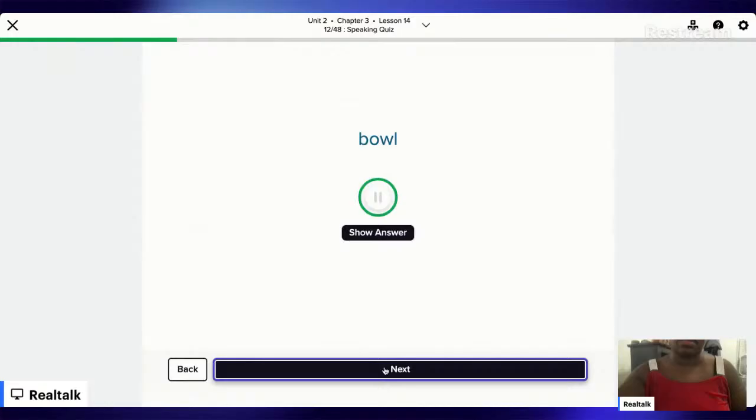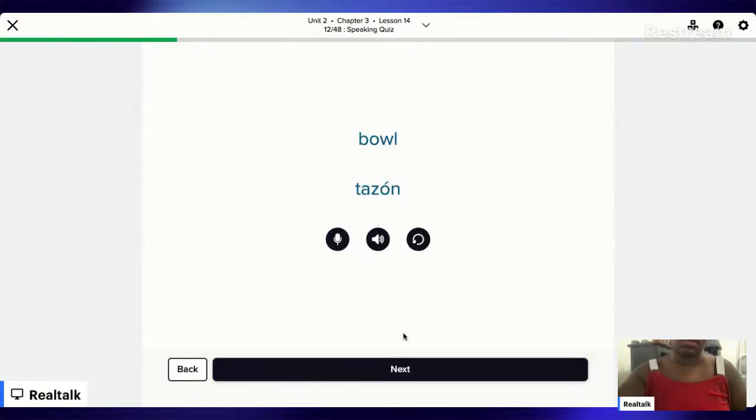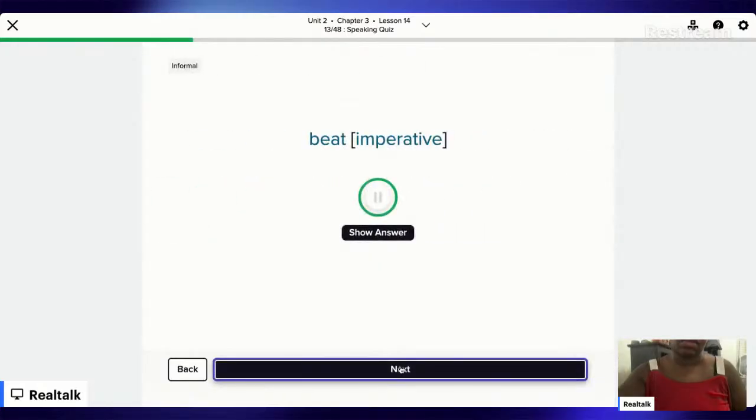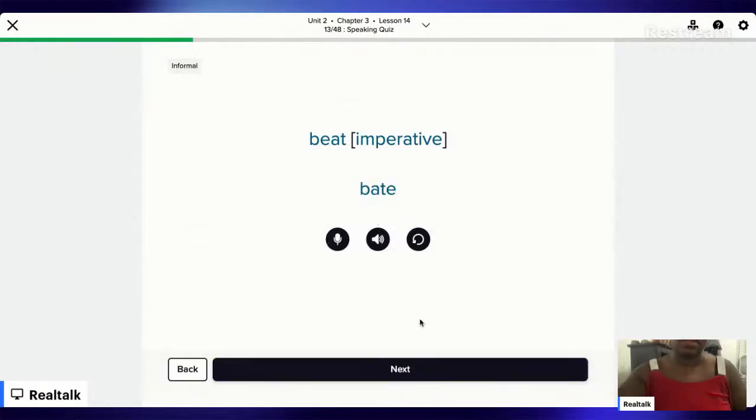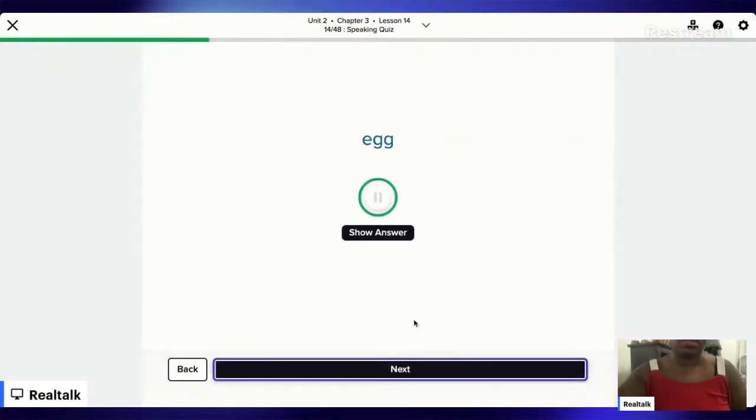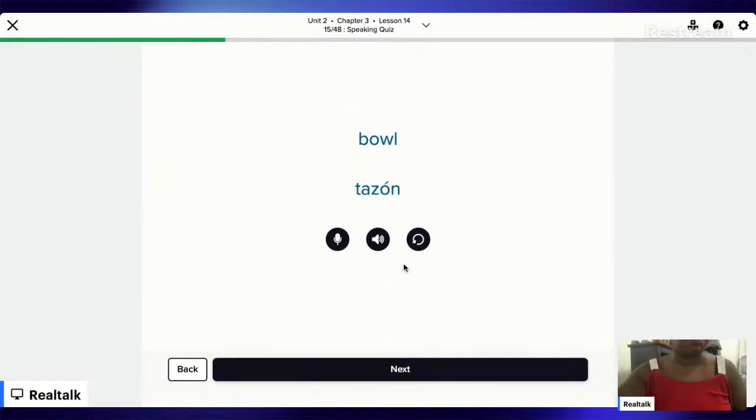What's the way to say bowl? Tazón. What's the casual way to say beat, imperative? Bate. Nice. Now practice saying egg. Huevo. What's the way to say bowl? Bate. Tazón. Oh, tazón. I don't know why I said bate.